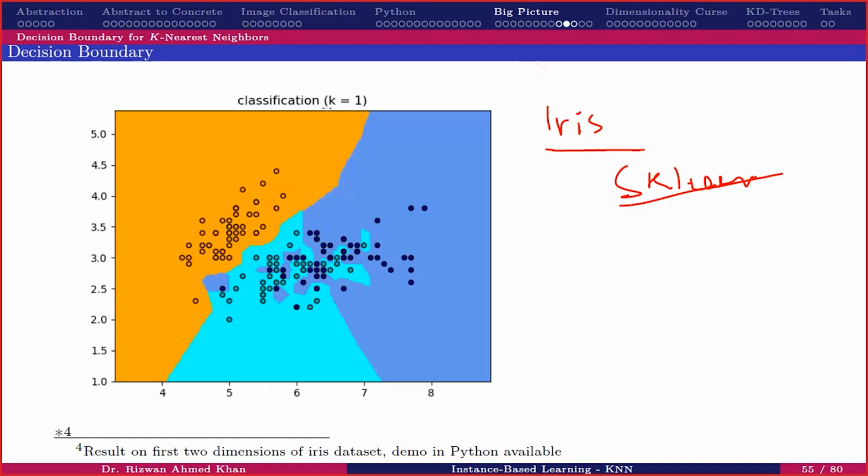And this k would change. Initially k equal to 1, and there are 3 classes over here. I don't remember the names of the classes, but there are different types of iris flowers available in this iris dataset. So these 3 classes are, you can see yellow rounds, blue rounds, and these are light blue, and then there are dark blue rounds. So these are 3 different classes.